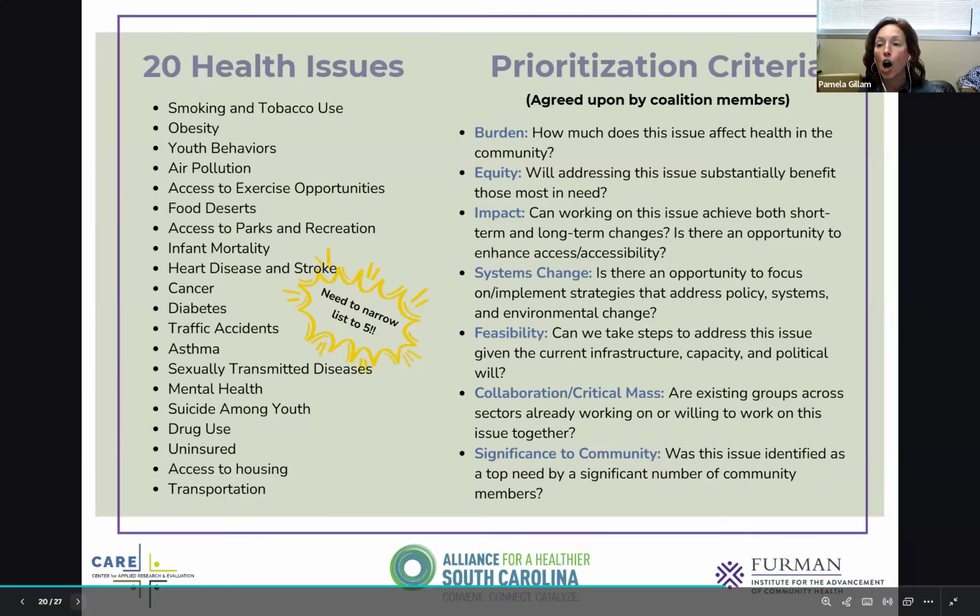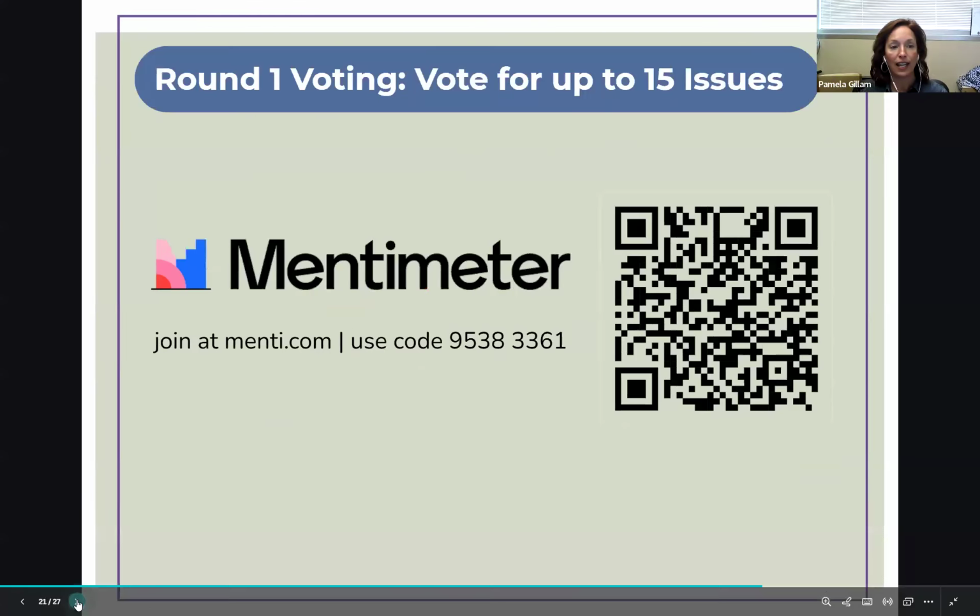Okay. All right. So let's get started with our voting. On the screen, you can do it 2 ways. You can, with your phone, join via the QR code, or you can go to menti.com and type in the code 95383361.